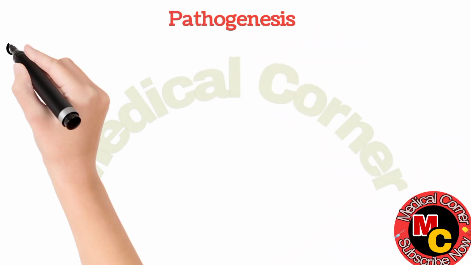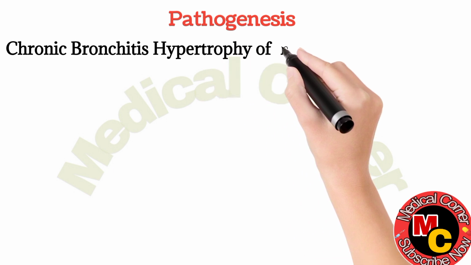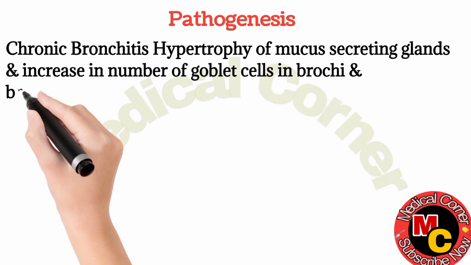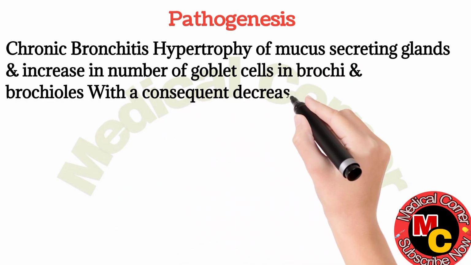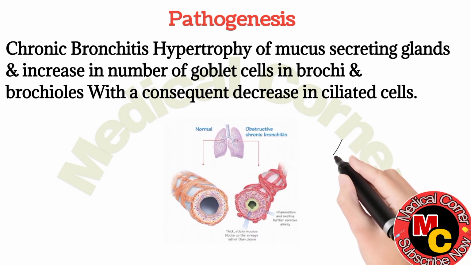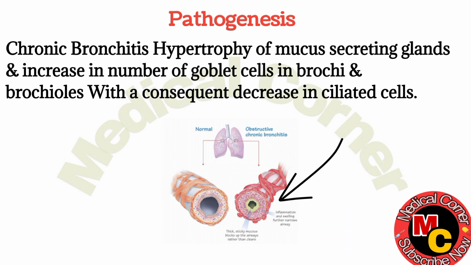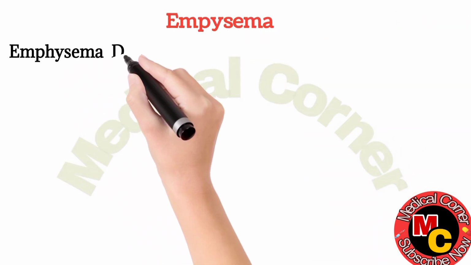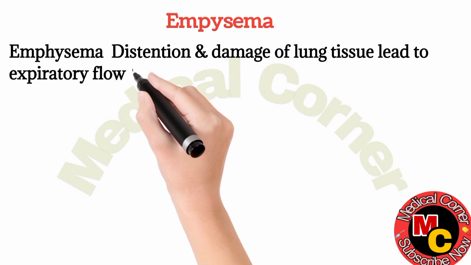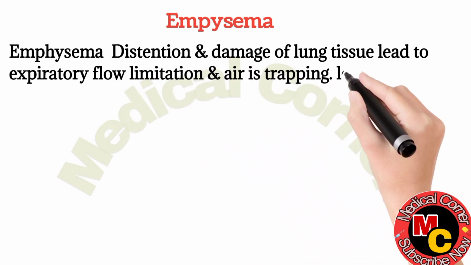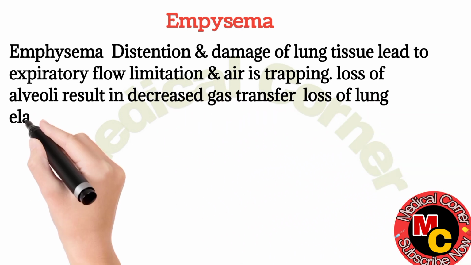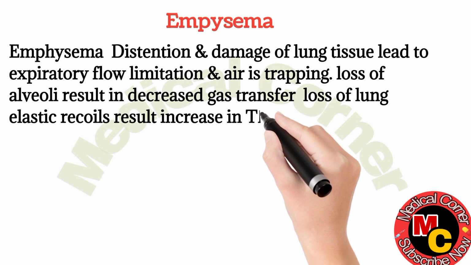If we talk about the pathogenesis of COPD, in chronic bronchitis there is hypertrophy of mucus-secreting glands and an increase in the number of goblet cells in bronchi and bronchioles, with a consequent decrease in ciliated cells. In emphysema, there is distension and damage of lung tissue, which leads to expiratory flow limitation and air trapping. Loss of alveoli results in decreased gas transfer, and loss of lung elastic recoil results in an increase in total lung capacity.